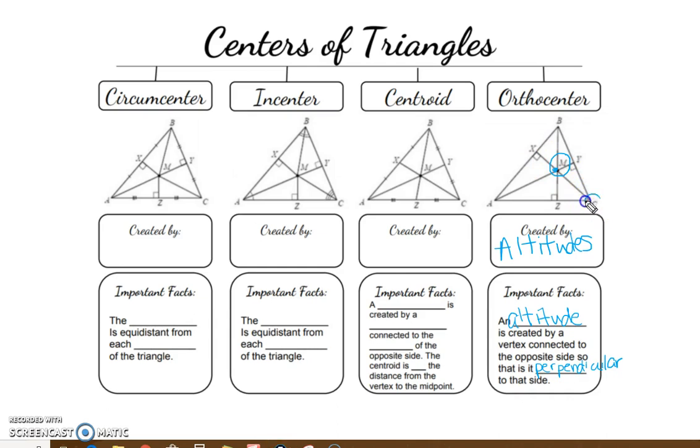Now, an altitude connects a vertex perpendicular to the side. It does not make it a bisector. It is just strictly an altitude. You may also have seen this in triangles before. This was called the height of a triangle when we were finding areas in previous grade levels. So if I go from B down to Z with that right angle, that was considered the height of the triangle, which you use for area. Here we call it an altitude. So altitude and height are the same thing. Okay, now let's look at an example.